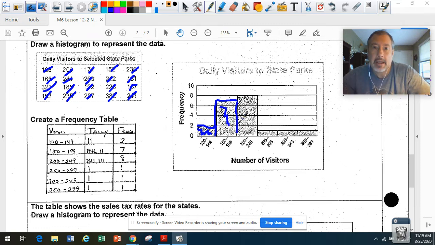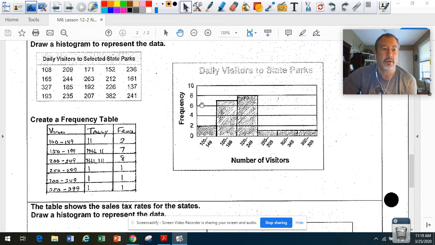Now, as you see here, we'll do the same thing with the 200 to 249, the 250 to 299, the 300 to 349, and the 350 to 399. So there we go. We've just created our first histogram. Let's go to the final one here.